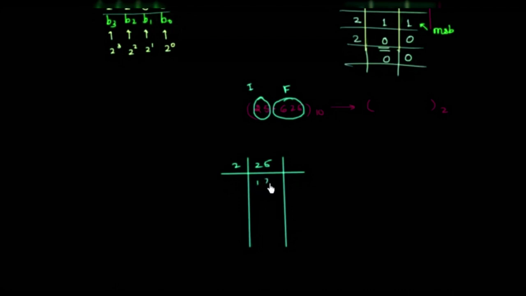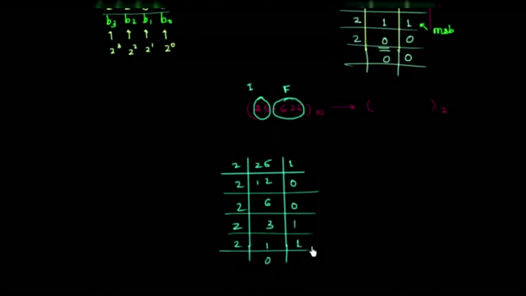We will have 12 as the quotient, 1 as the remainder, 6 0, 3 0, 1 1, and finally we have 0 1. So the binary equivalent for 25 is 1 1 0 0 1, because we have to look from bottom to up. So this one is MSB and this one is LSB. 1 1 0 0 1.